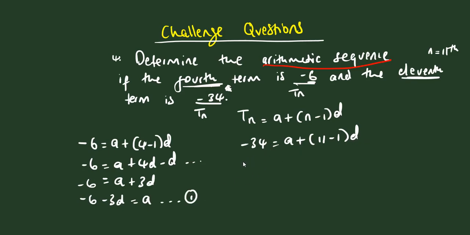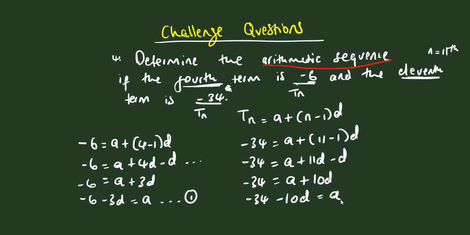I do the same thing here. I'm going to say -34 is equal to a plus 11d minus d, which means a plus 10d. Then I'm going to also make a the subject of the formula there, so I'm going to say -34 minus 10d is equal to a. So this is a, this is a. This is equation 2. I'm going to finish it off by saying equation 1 will be equal to equation 2, since both of them are equal to a. So I'm going to say -6 minus 3d is equal to -34 minus 10d, since both of them are equal to a.